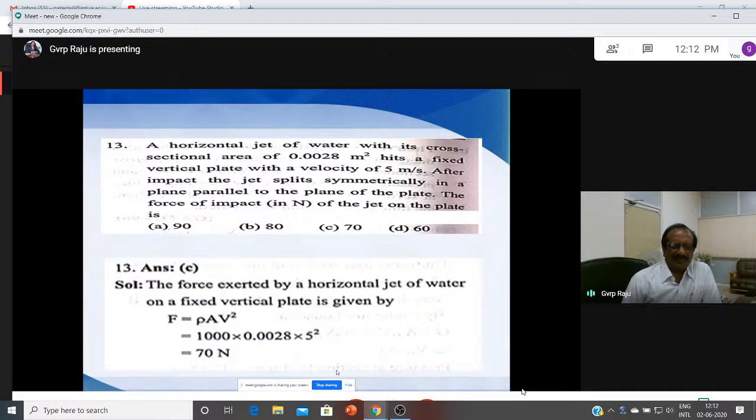So this is simply rho A V square. The force exerted by the horizontal jet of water on a fixed vertical plate is given by rho A V square. It is the impact of jet, the application of the momentum equation, rho A V square.